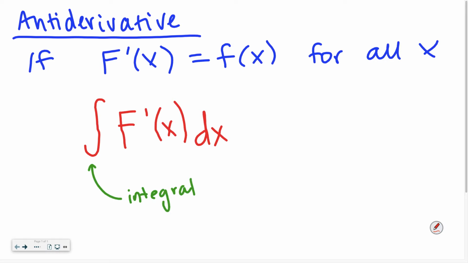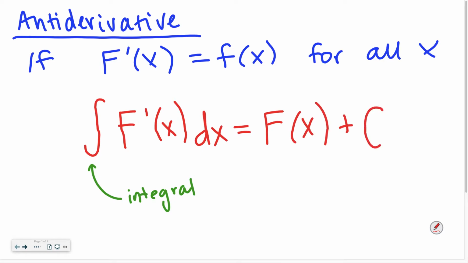The integral symbol says, hey, find me the antiderivative. And then this dx right here says, hey, in terms of x. If it's dy, you're finding the integral in terms of y. If it's dt, you're finding the antiderivative in terms of t. Okay? When we find an antiderivative, since this is f prime, its antiderivative would be the normal function.